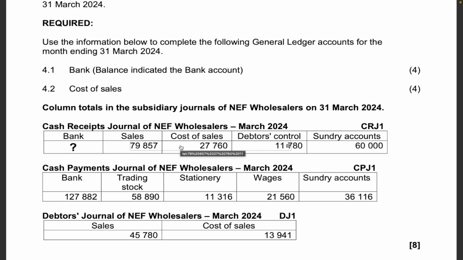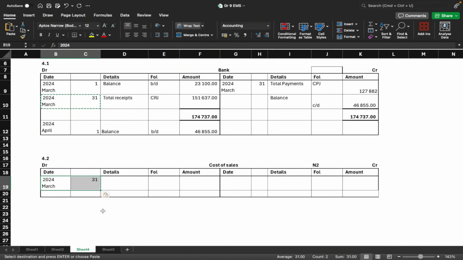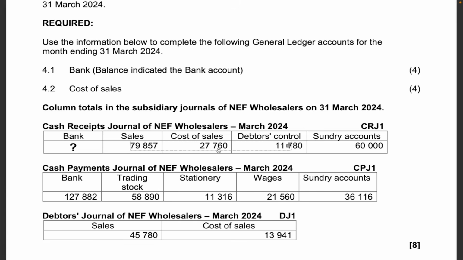But firstly, let's put our date, which is the 31st of March 2024. So let's go back up here. I'm just going to copy that and put it as the 31st of March 2024. And then what is the detail going to be? What is my detail here? What is the contra account for cost of sales?